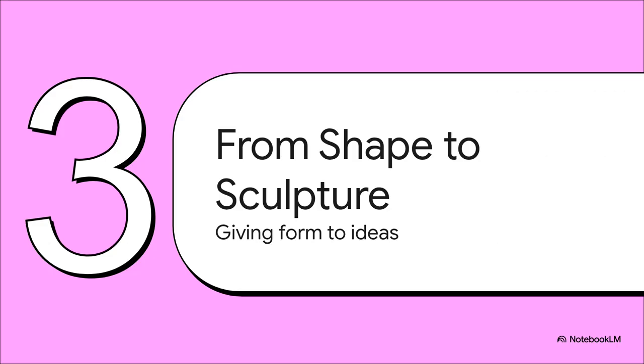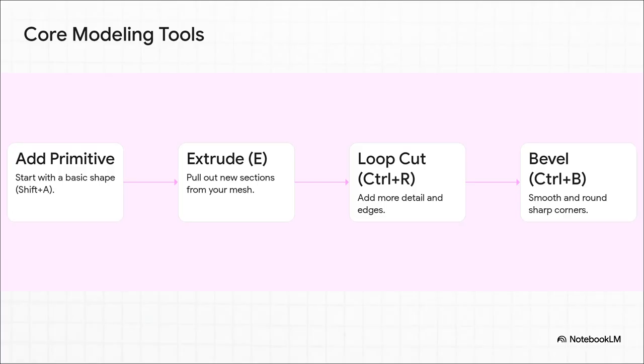All right, so we can move around, we can add basic shapes. Now the real fun starts. This is modeling. This is how we take those boring, simple shapes and turn them into custom sculptures, really giving form to the ideas in our head. The big secret here is something called edit mode. All you do is hit the Tab key to jump into it.